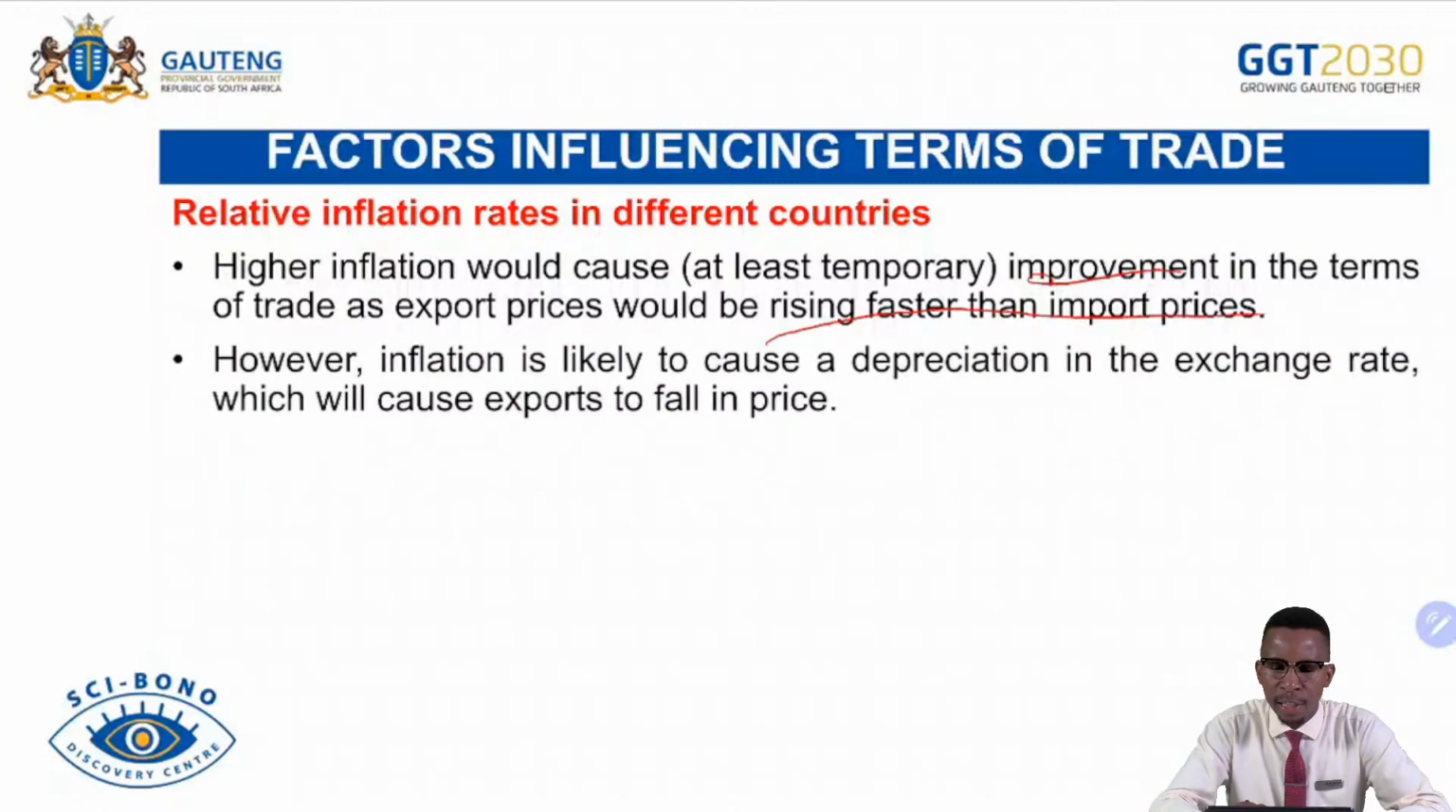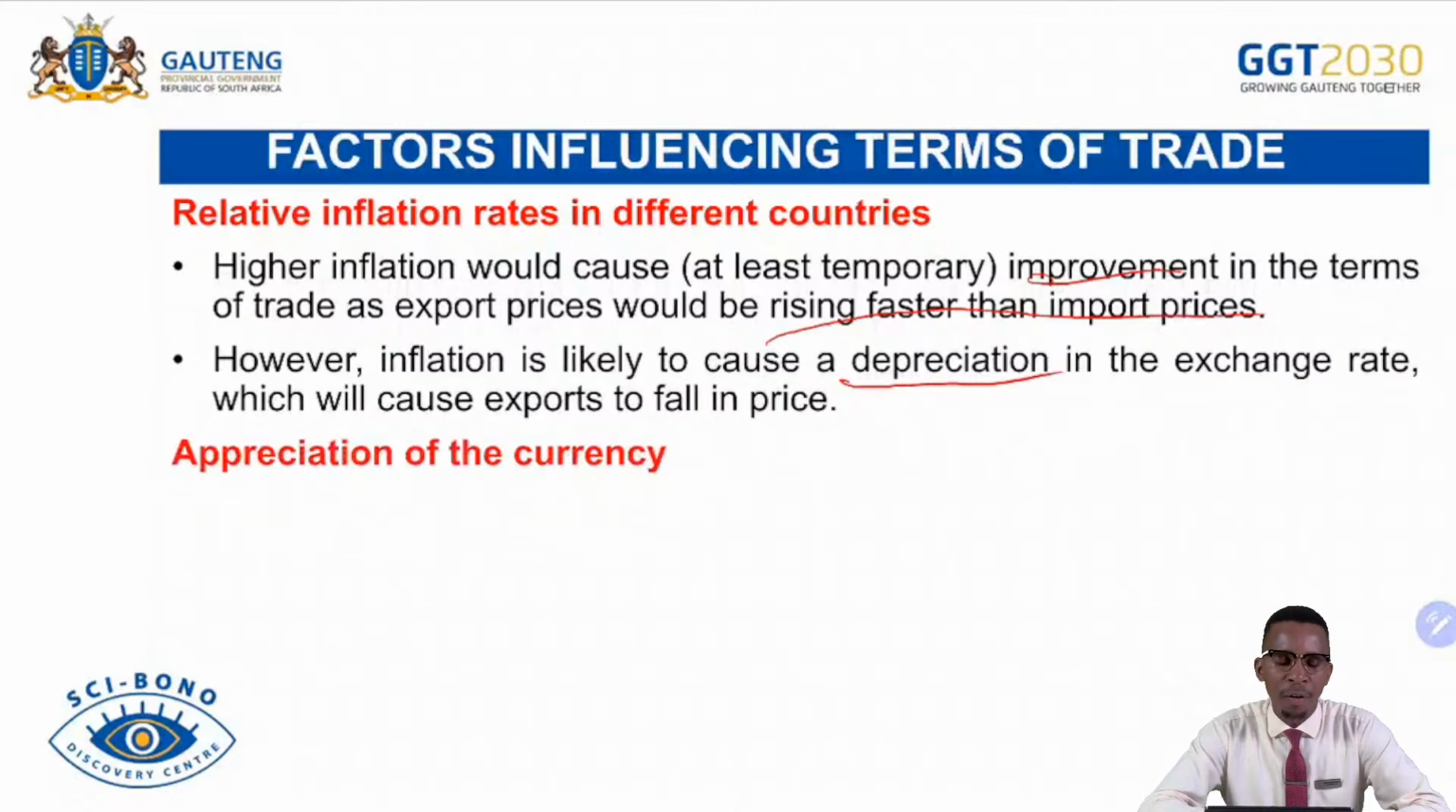However, inflation is likely to cause depreciation in the exchange rate, which causes export prices to fall. Yes, if ever inflation increases, that can cause depreciation, and as depreciation occurs, export prices will be declining, making our exports relatively cheap, which will be decreasing our terms of trade.